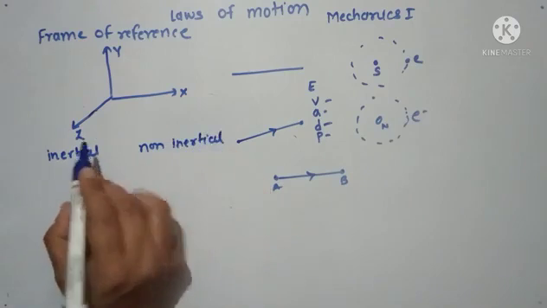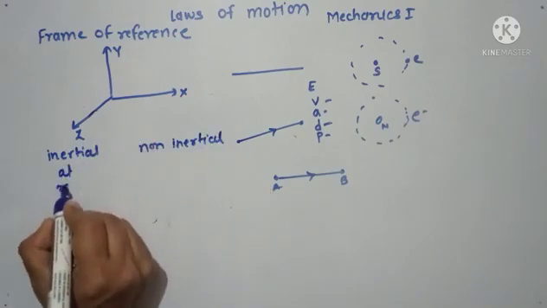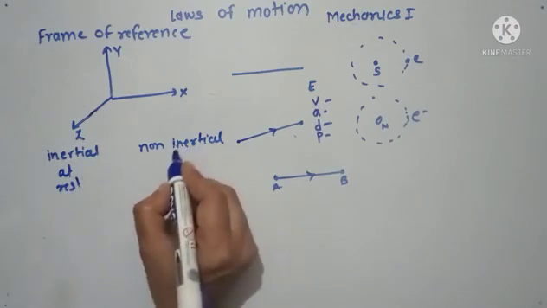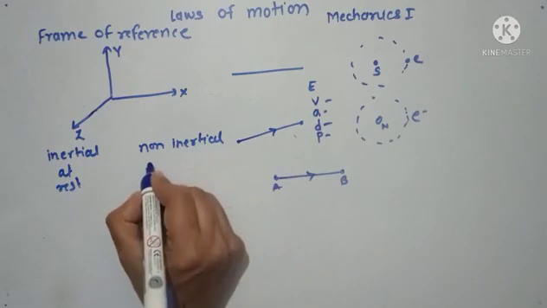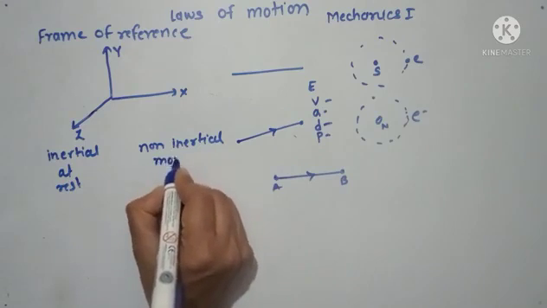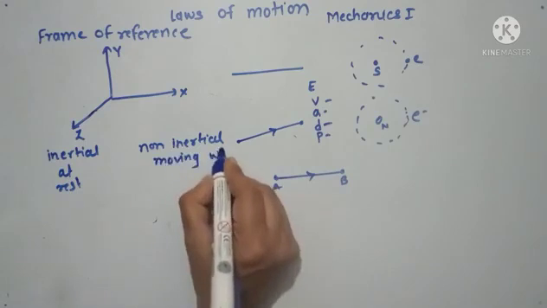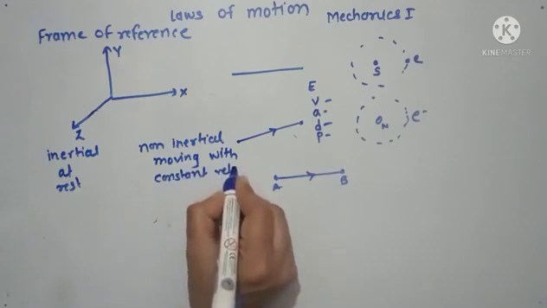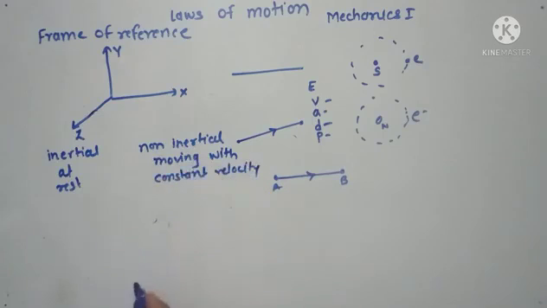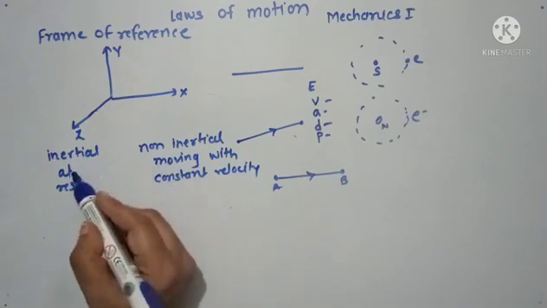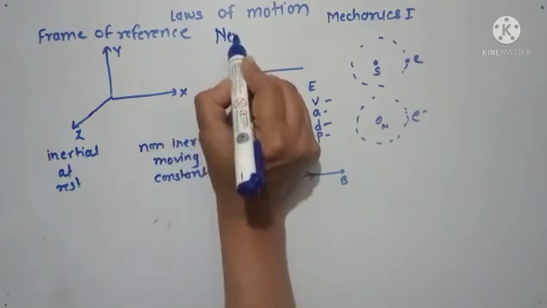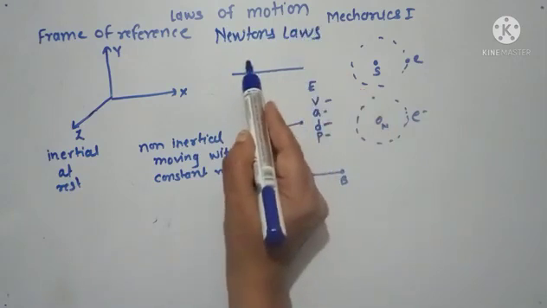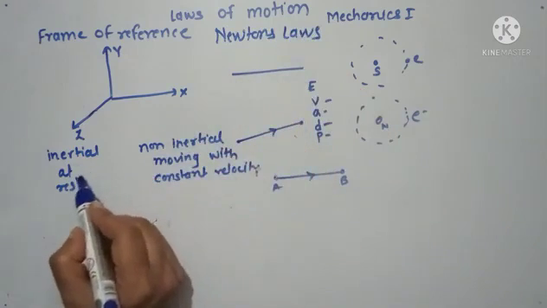The frame of reference which is at rest is called an inertial frame of reference, and the non-inertial frame of reference is the frame of reference which is moving with some constant velocity. This is called a non-inertial frame of reference. All of Newton's laws of motion are valid in an inertial frame of reference.